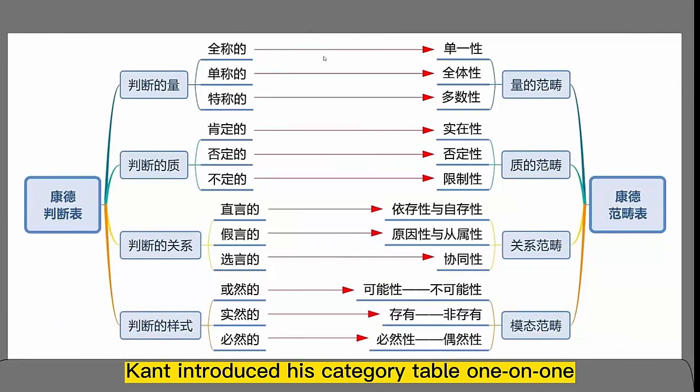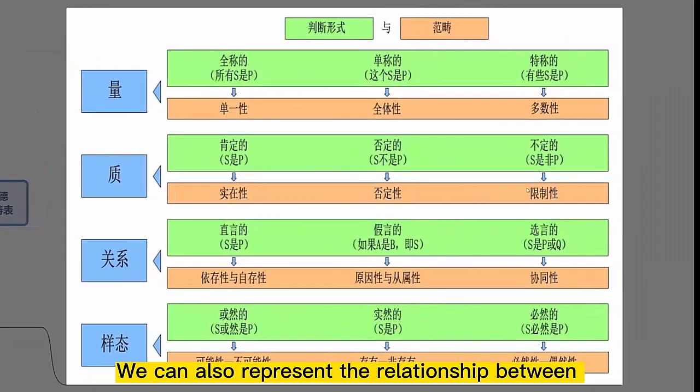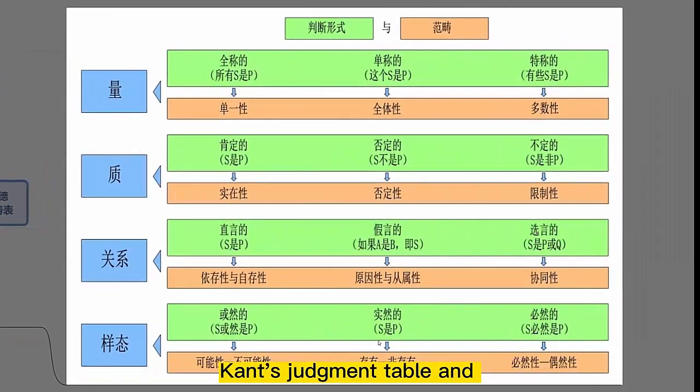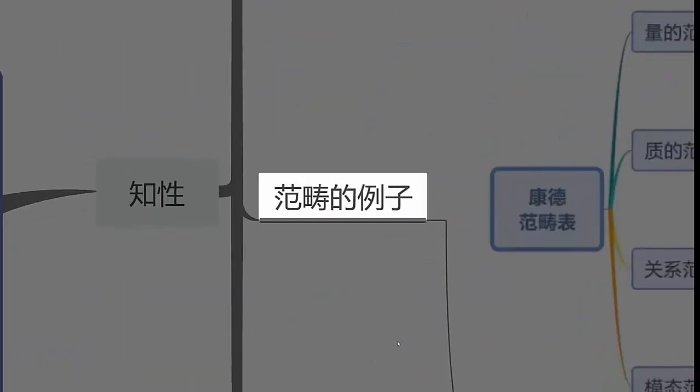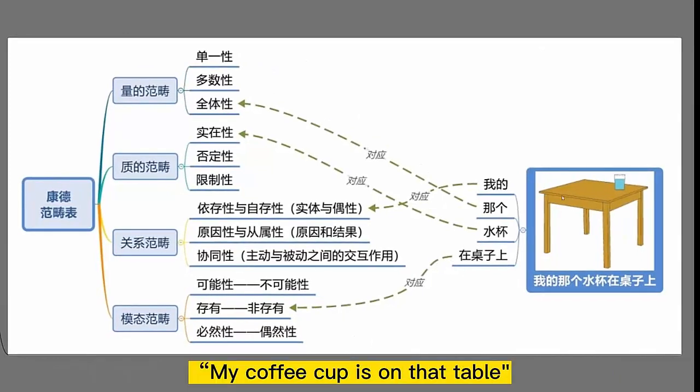Kant introduced his category table one-on-one through his own improved judgment table. We can also represent the relationship between Kant's judgment table and the category table on a diagram. We can use an example to explain Kant's category table. My coffee cup is on that table.